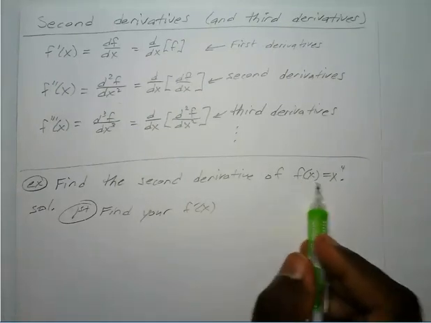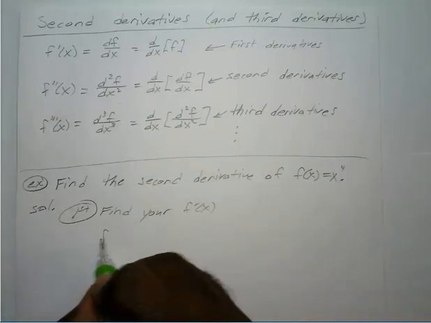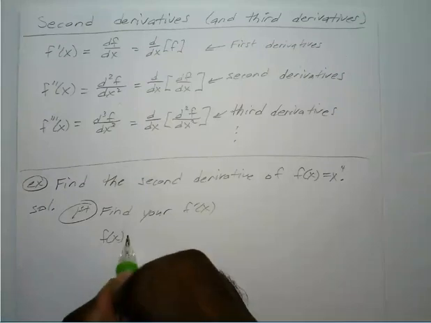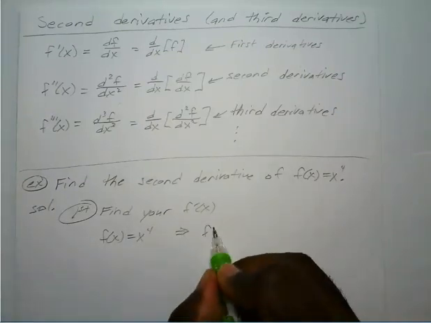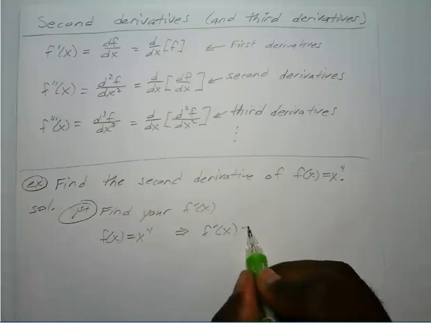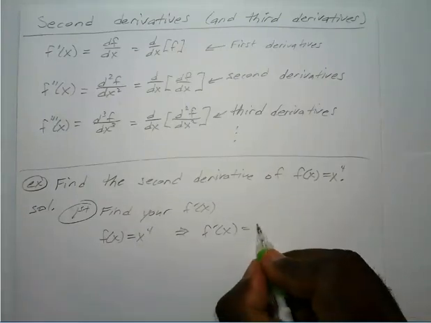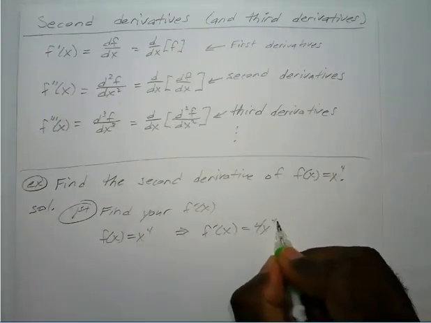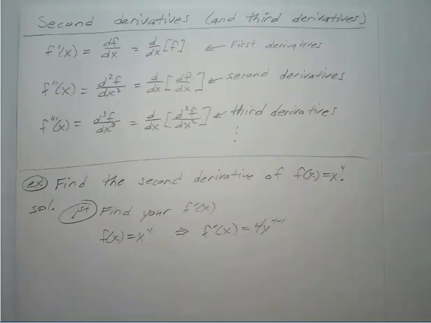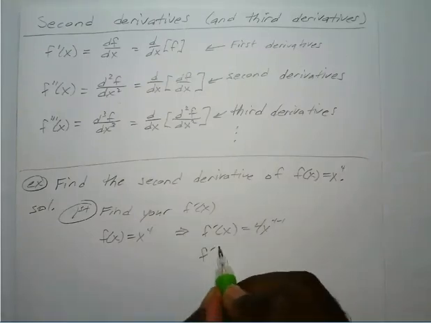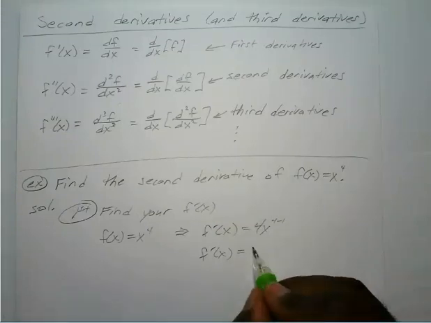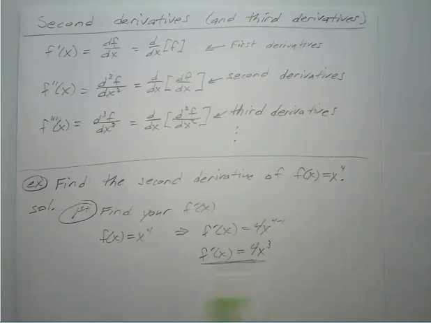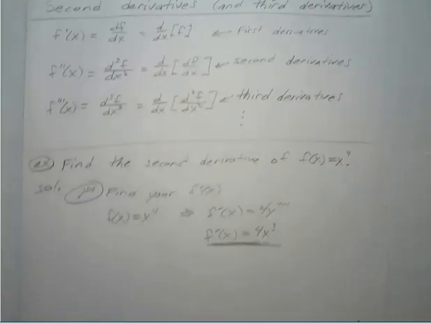We know f of x equals x to the 4th, so that means f prime of x, bring down that exponent and subtract 1. So f prime of x is equal to 4x to the 3rd. Underline that since we're going to need it.